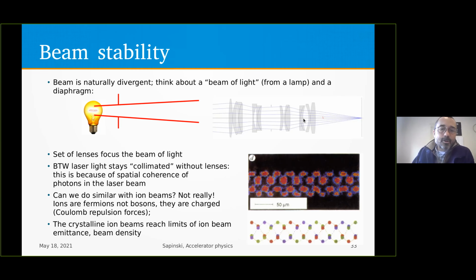However, there's something called crystalline ion beams, where ions are actually ordered, so the distances between ions in the beam are equal, and they form a kind of crystal which moves forward. These kinds of beams actually reach the highest emittances and the highest beam densities, but they are very difficult to get, and they are not useful for medical machines. So let's go back to our lenses.